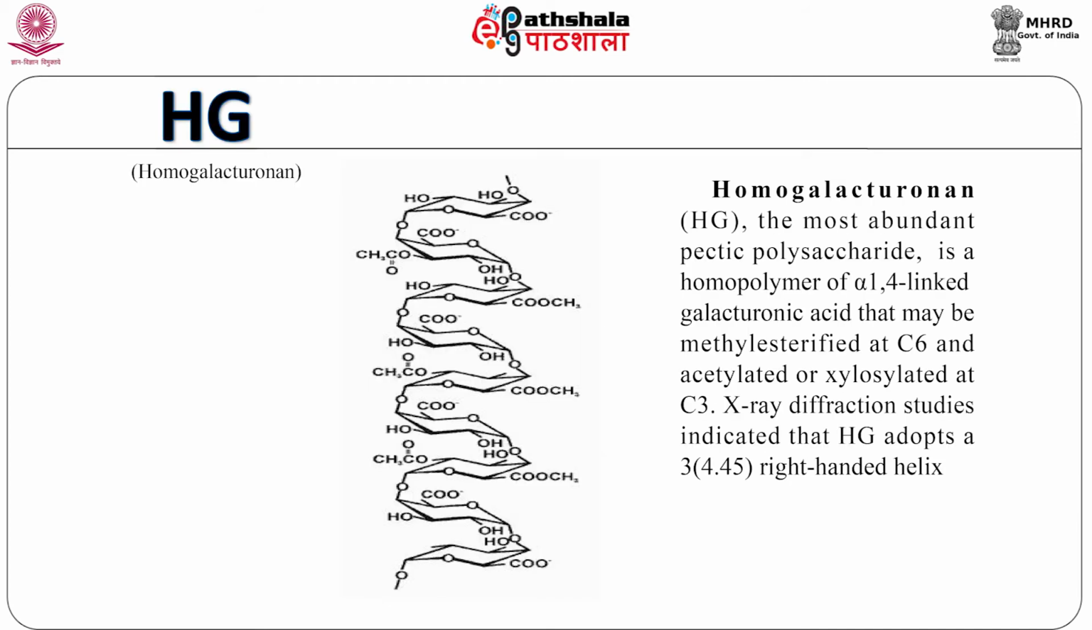Homogalacturonan. HG is the most abundant pectic polysaccharide, a homopolymer of alpha 1,4 linked galacturonic acid that may be methyl esterified at carbon 6 and acylated or xylosylated at the carbon 3 position. X-ray diffraction studies indicated that homogalacturonan adopts a 4.45 right-handed helix, which is shown in the figure.